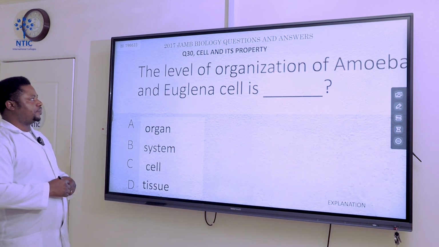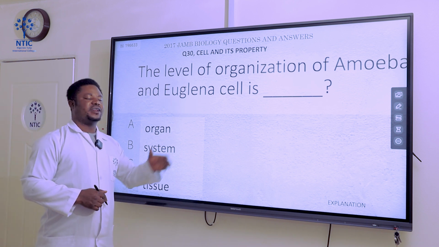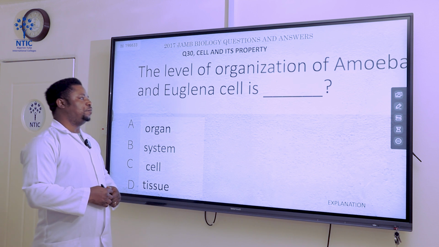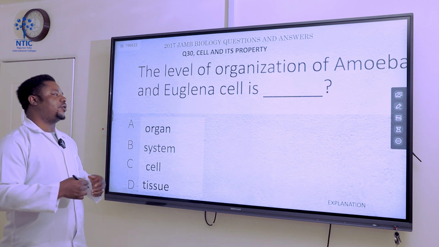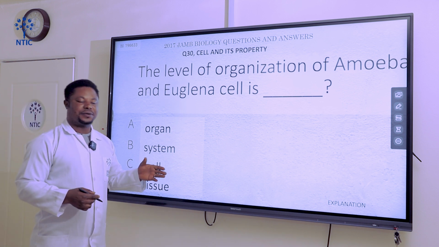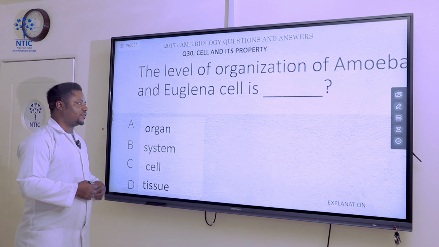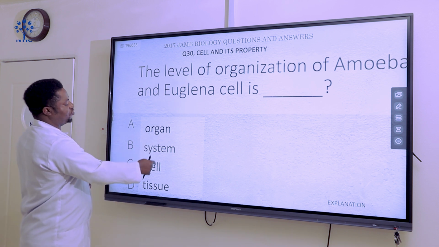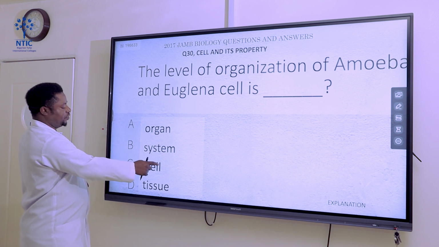Question number 30. The level of organization of amoeba and euglena is, what is the level of organization? By the time you look at the hierarchy of organization of life, you will see that you have atoms, molecules, organelles, cell, tissue, organ, system. Now, the answer to this is cell. Yes, the answer to this question is cell. They both exist as free living cells.